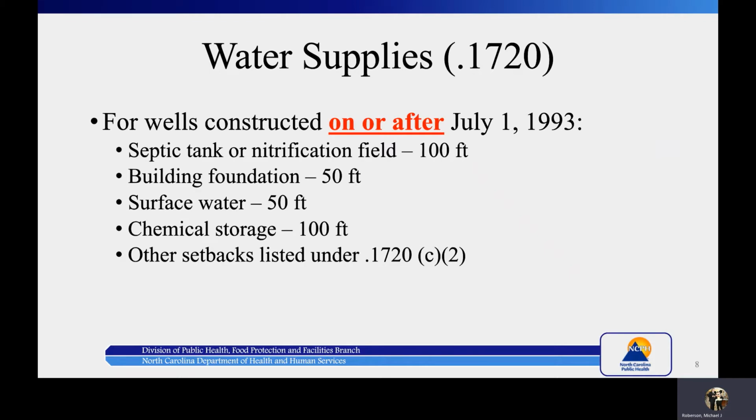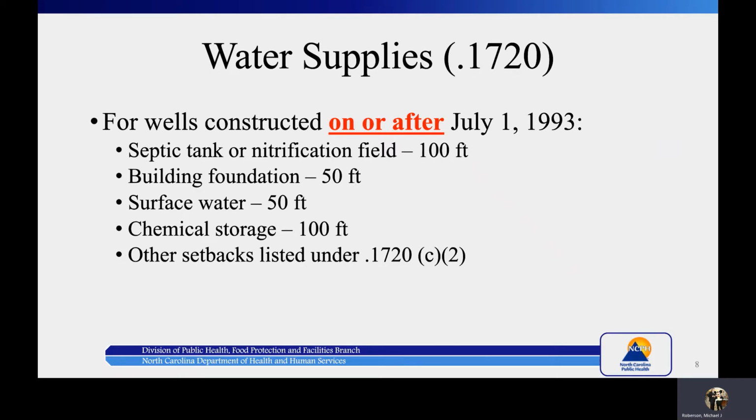So the first thing we'll look at is wells that were constructed on or after July 1st of 1993. So those are wells that were drilled anytime after that date up to the present time. The setback from a septic tank or nitrification field has to be at least 100 feet. If you deal with on-site wastewater and water protection, that's something you hear a lot, even with residential private supplies. So that's similar to what you deal with in the other programs.